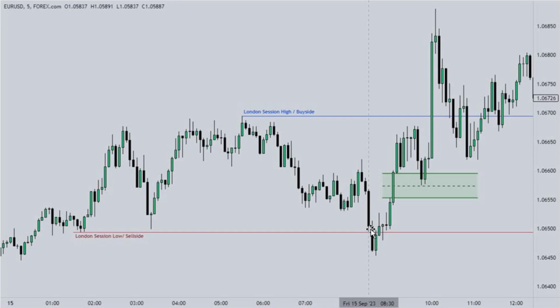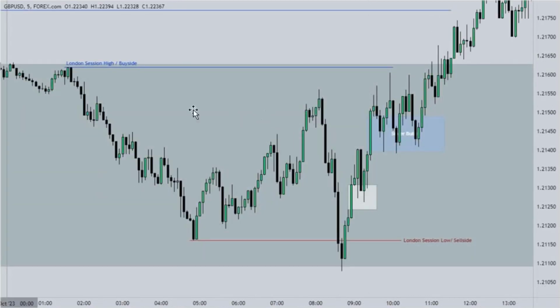News release at that time for Forex. The markets open at that time for Forex, and it took the London session high, shift in market structure, and took the London session buy sides. So this session's lows or highs is likely to be more drawn for market.